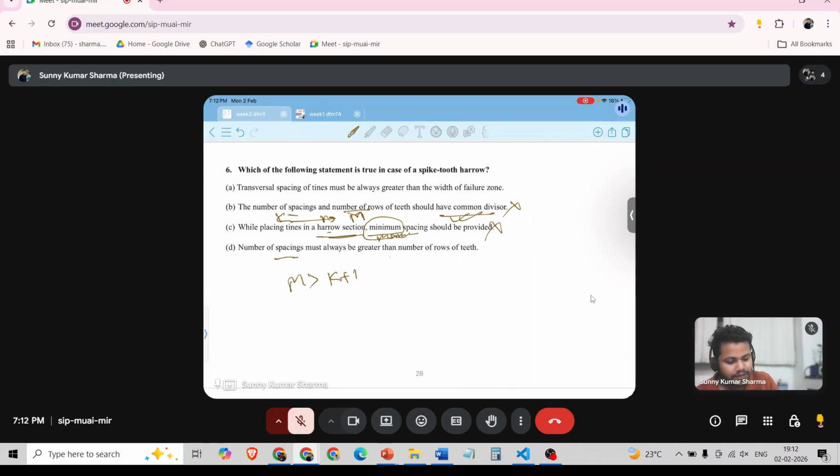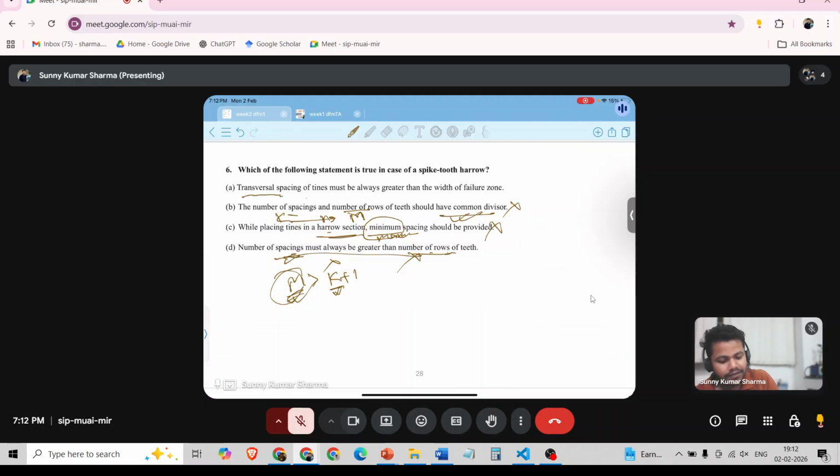Number of spacing should always be greater than number of teeth. This is the number of spacing. This should be greater than number of teeth, that is wrong. The number of rows of teeth should be greater than the number of spacing. Here the statement is opposite.